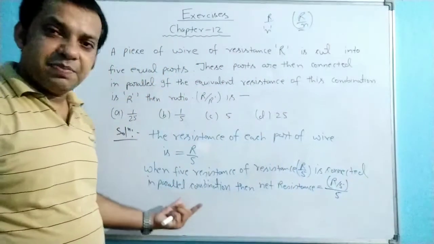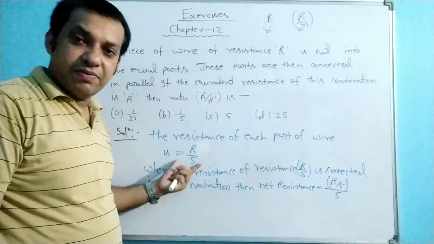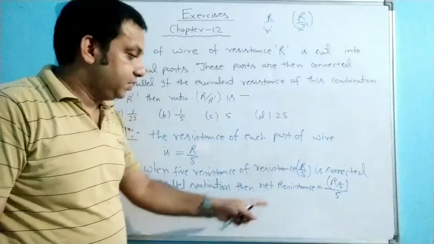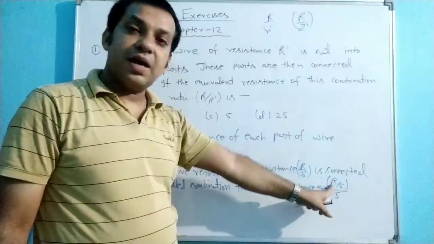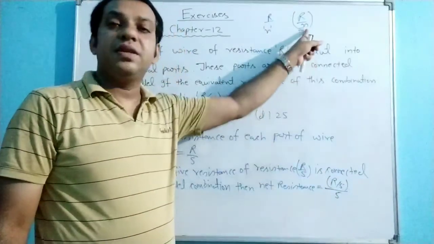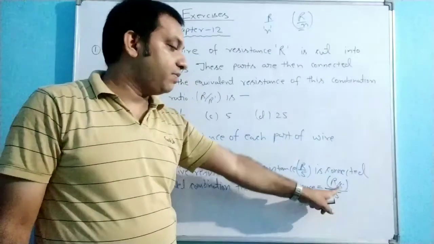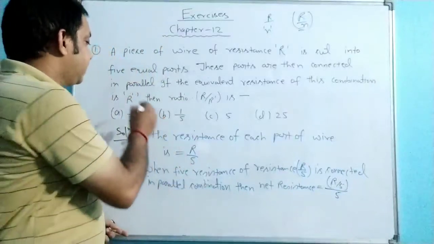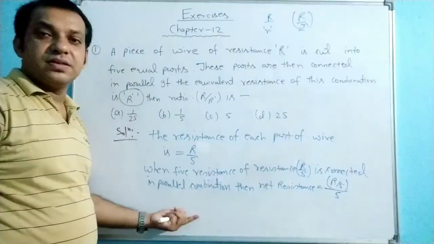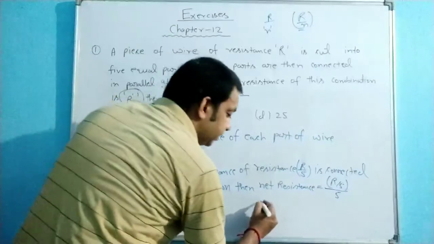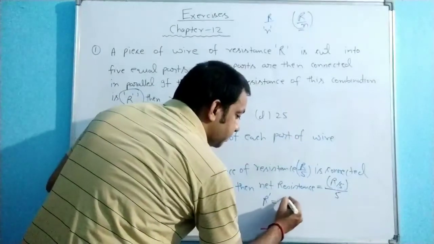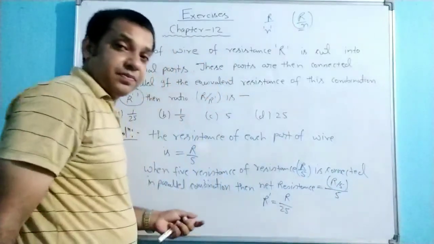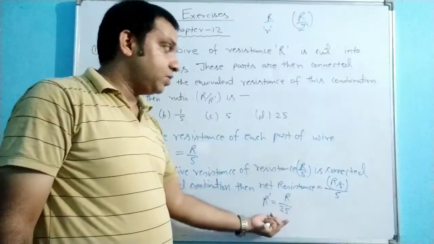Clear? Each part resistance has the value R by 5, and 5 resistances are connected. So this is the value of R here, R by 5, divided by the number of resistances. So that becomes R by 5 divided by 5. Clear? And the combination resistance is given here as R dash. So R dash is equal to R divided by, after simplification, 25. Right? R dash is equal to R upon 25.